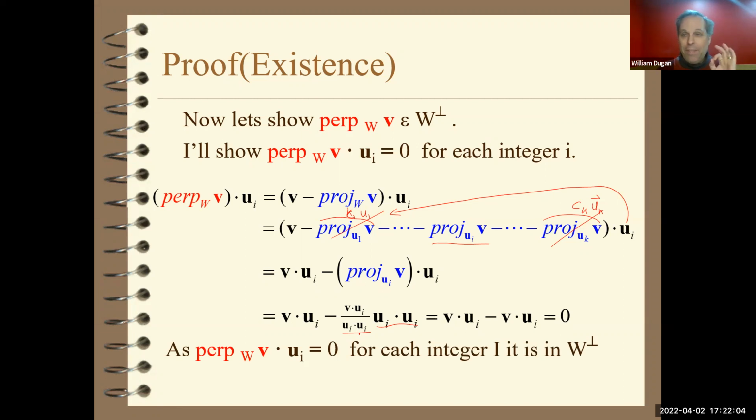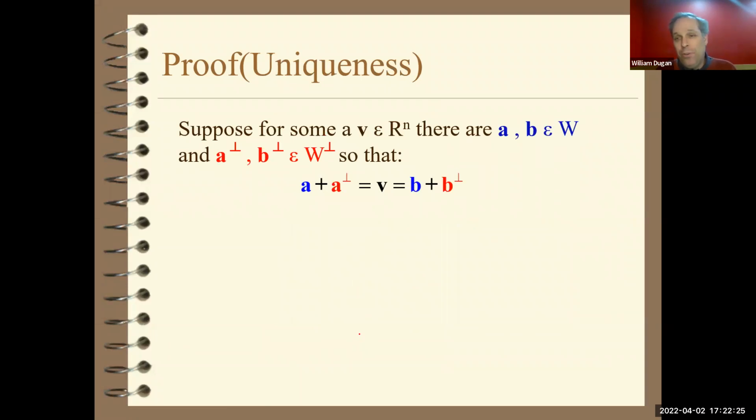Cool. That then shows that these two vectors are in the right spaces. So the orthogonal projection of V upon W actually is in W, and the component of V orthogonal to W actually is in W perp, orthogonal to W. Now, the really interesting one, I have to show you that it's unique.